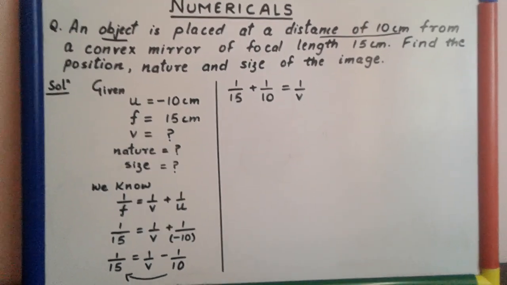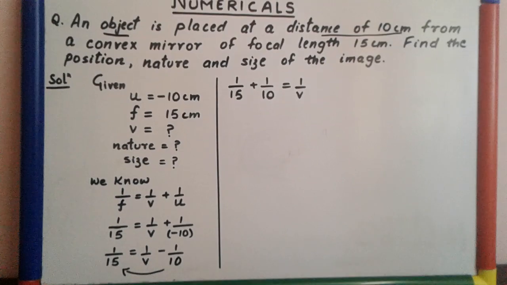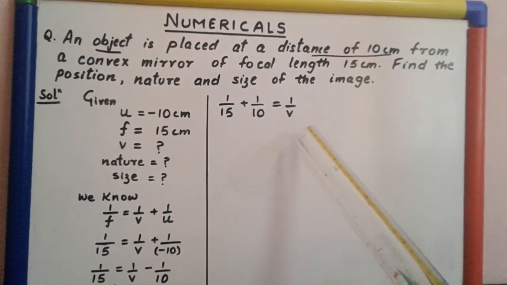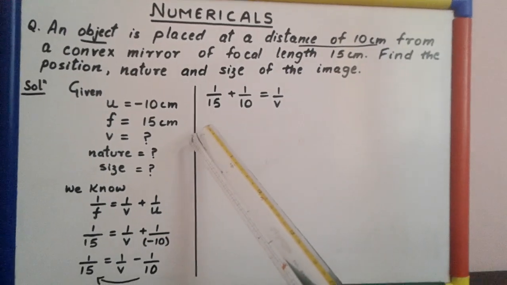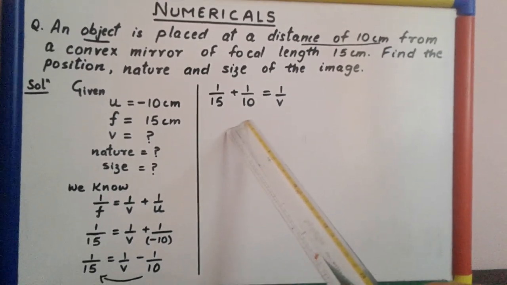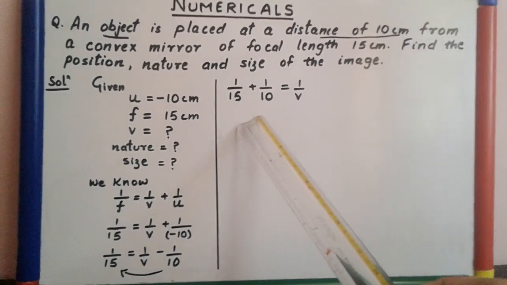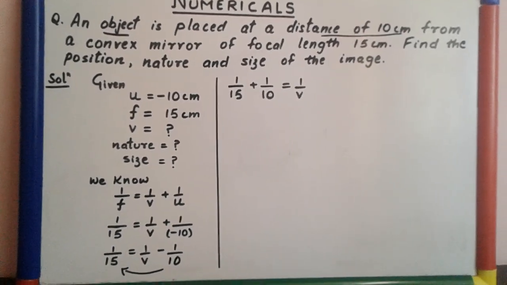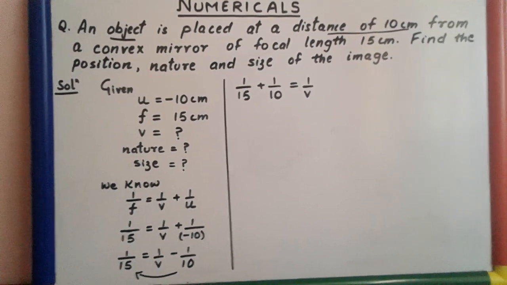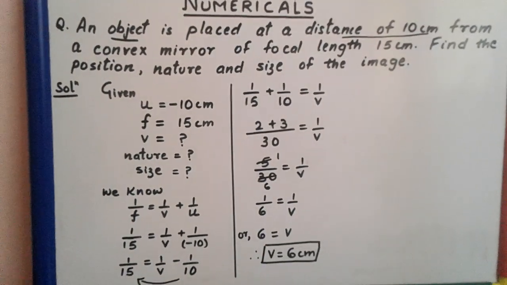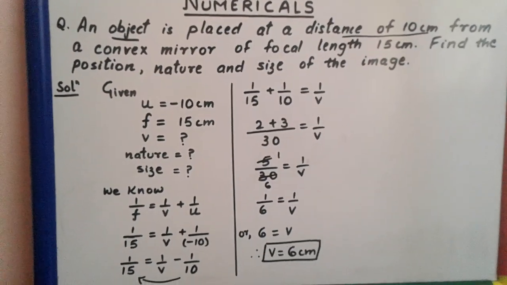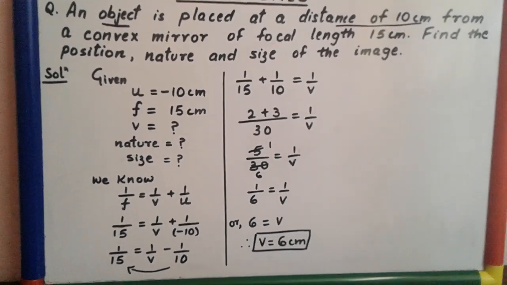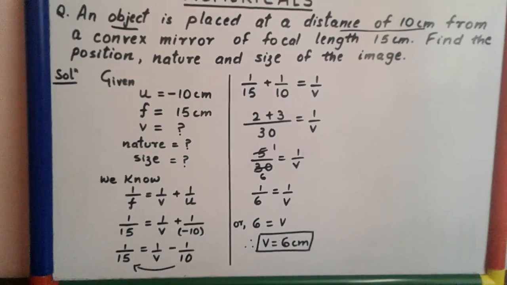So now you can see that the equation is written 1 upon 15 plus 1 by 10 is equals to 1 by v. We are going to take out the LCM of 15 and 10, that comes out to be 30. If you calculate yourself, you will find the LCM of 15 and 10 comes out to be 30. Let us solve it further. On solving this question further, after doing the LCM, this is what we have got. The value of v comes out to be 6.